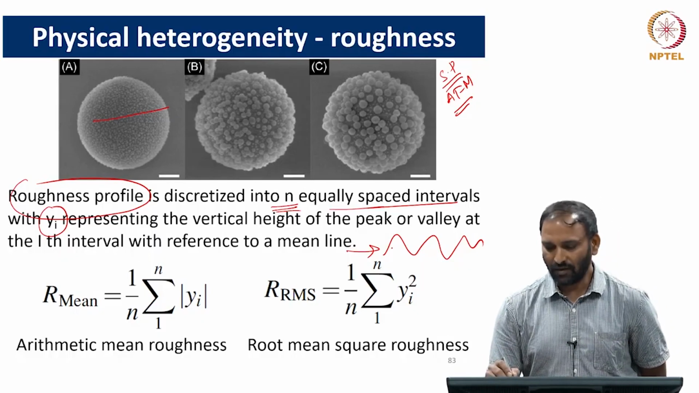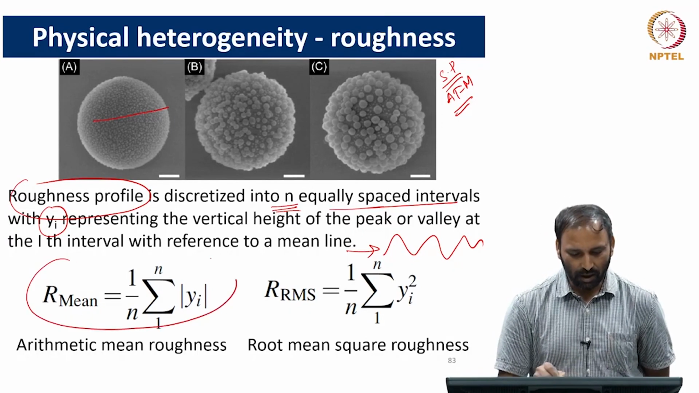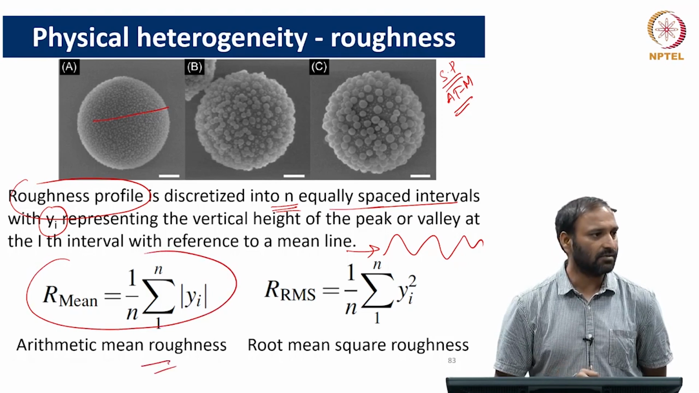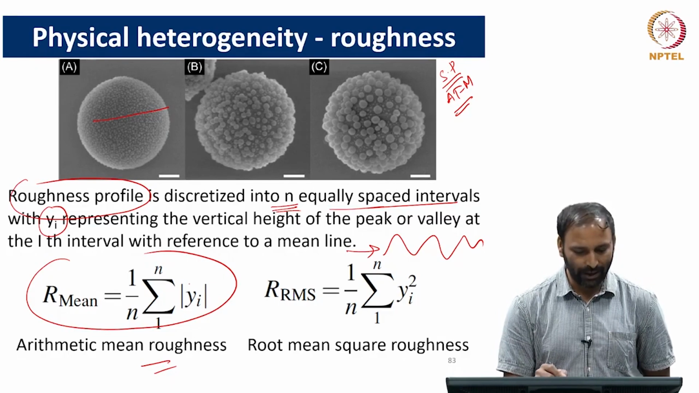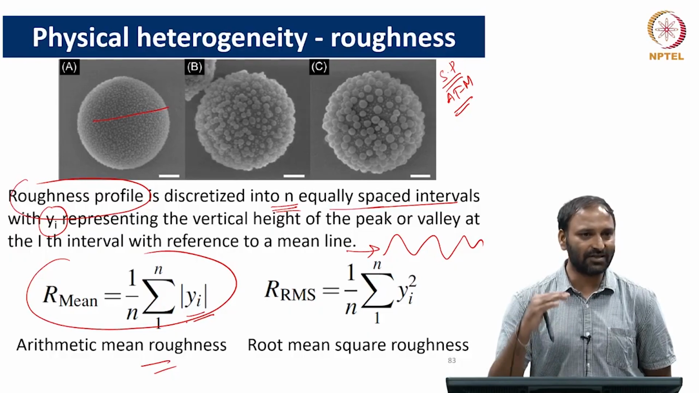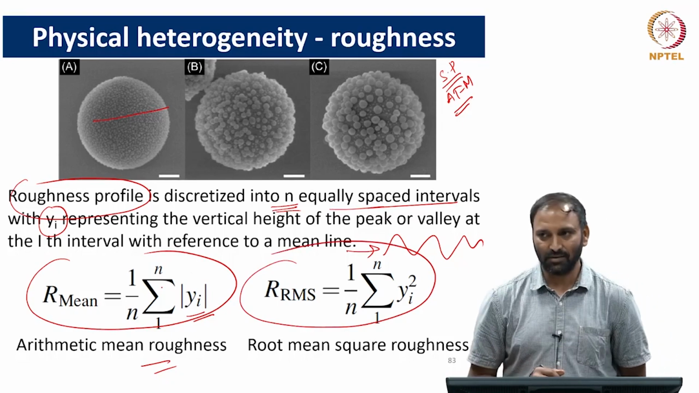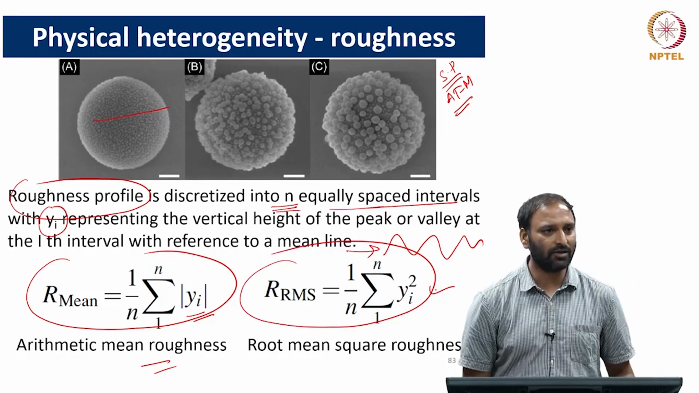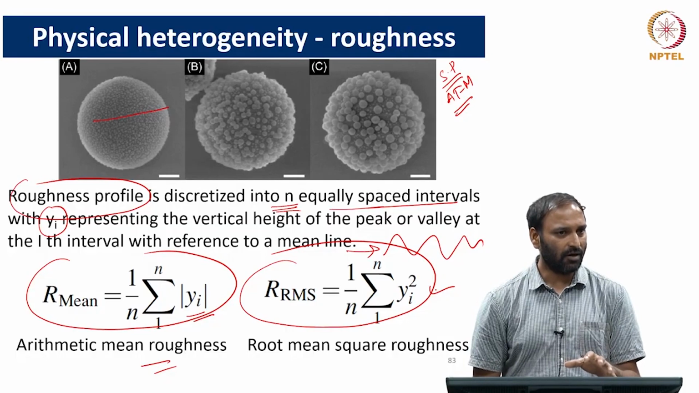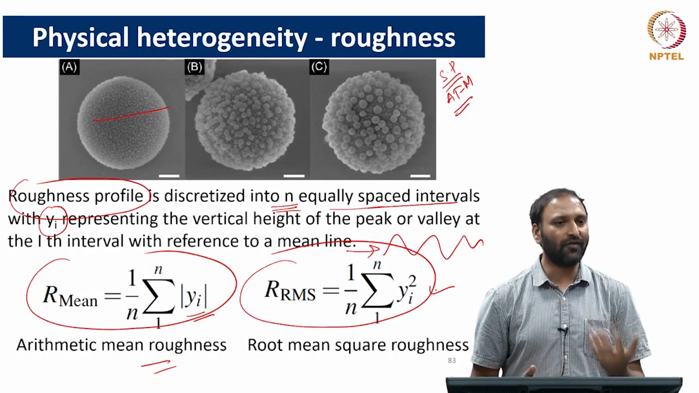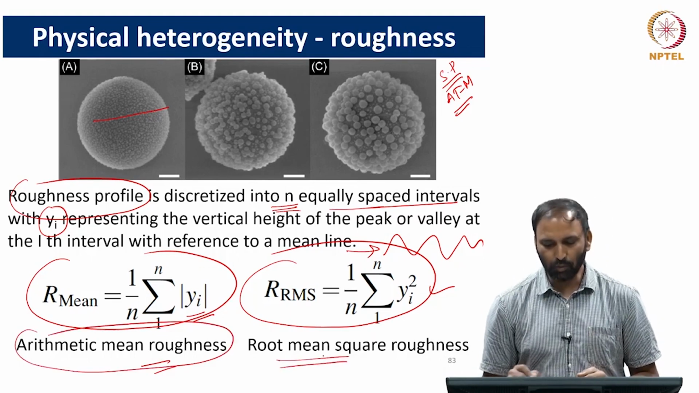So if you do that, from the height of the peak or the valley, I can get what is called an arithmetic mean roughness, which is simply 1 over n, sigma from 1 to n, the average of the size of this height or the valley. Or you can get what is called a root mean square roughness by this simple formula. So if we have particles that have physical roughness, or a physical heterogeneity, one of the ways of quantifying such a thing would be measuring the arithmetic roughness or the root mean square roughness.